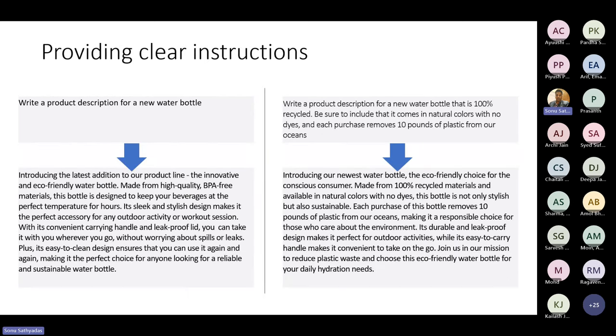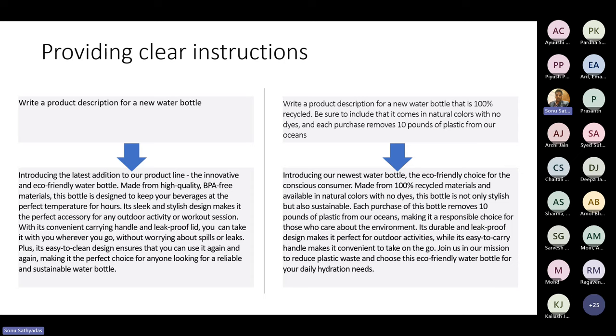And providing clear instructions. The next thing which is very important in prompt engineering is how clear instructions we can provide. You can see, write a product description for a new water bottle. If you are giving only this, your expectation is a product description for a water bottle, and it will simply write some product description. But if you are more detailed and you specify that information in the prompt, you can see it uses that information to generate the response. So you can see the difference between the responses.